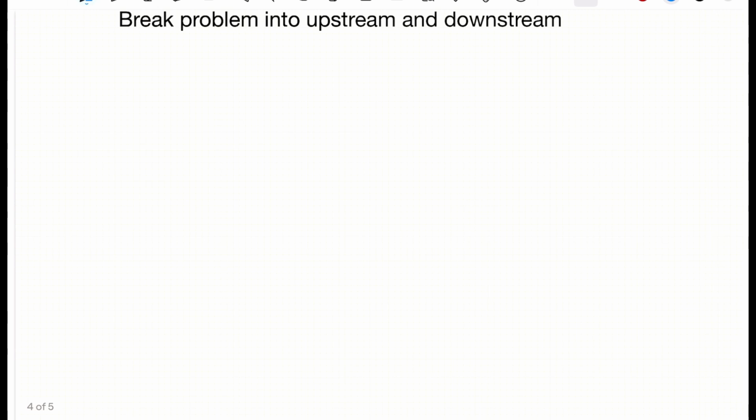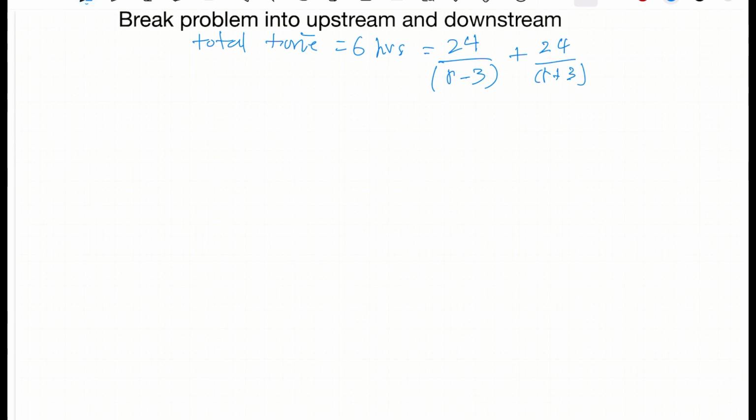Now what we want to do is break this problem up into really two segments, the upstream and the downstream. But we know the total time is not going to change. Now using our basic rate equation, we know the distance is 24 miles, and this is going to be going upstream against the river. Our velocity is rate r minus 3, and then plus the time going downstream with the river. So it's r plus 3, that's our velocity. So now we've got one equation we can solve for r.